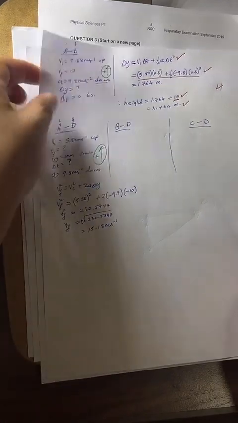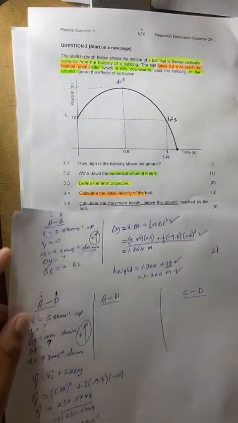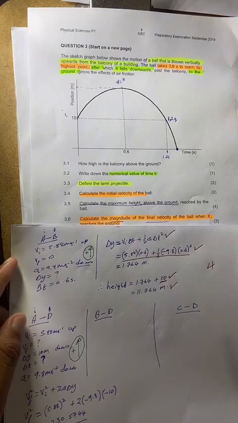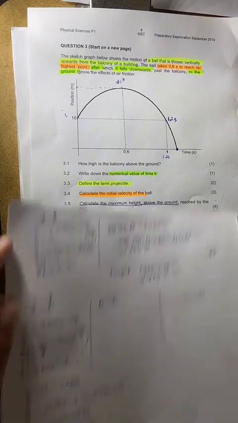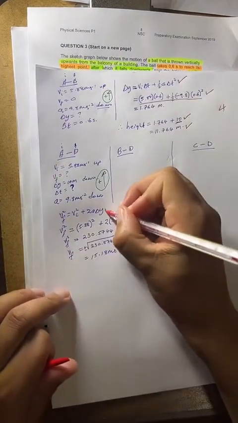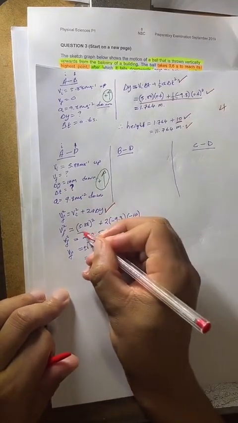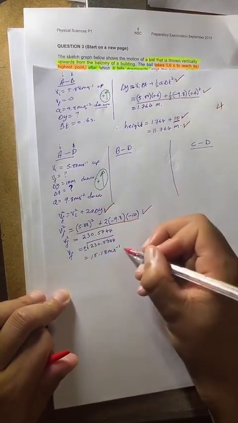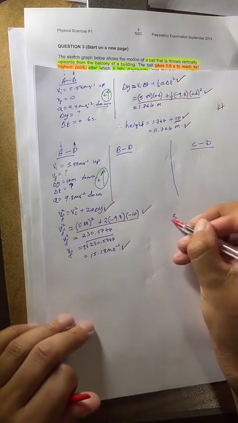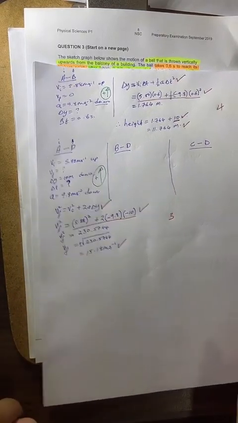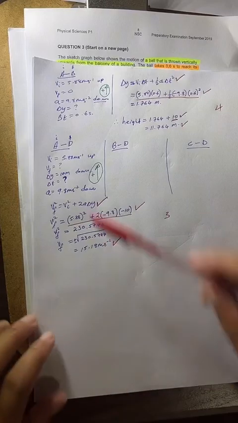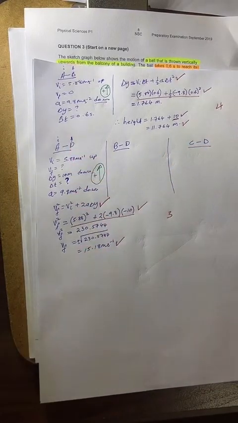Let us see, how many marks was this question? This question was 3 marks. So it means it's going to be 1 mark for the formula, 1 mark for the substitution, and 1 mark for the answer. And you have your 3 marks. I believe that this helps in solving this question.